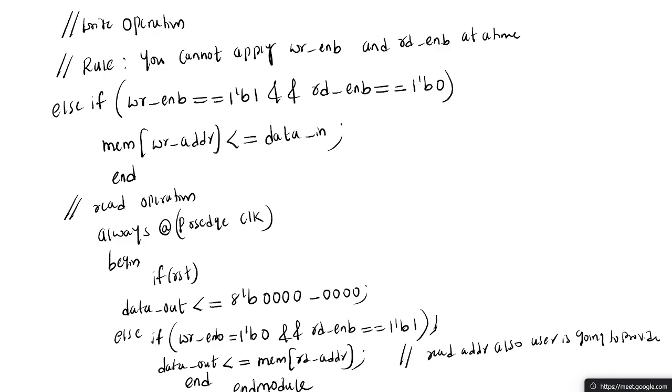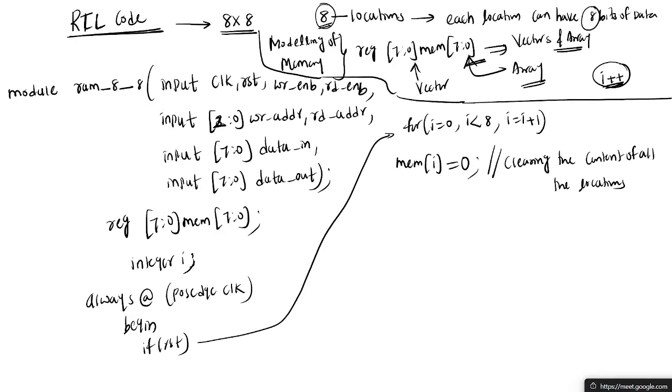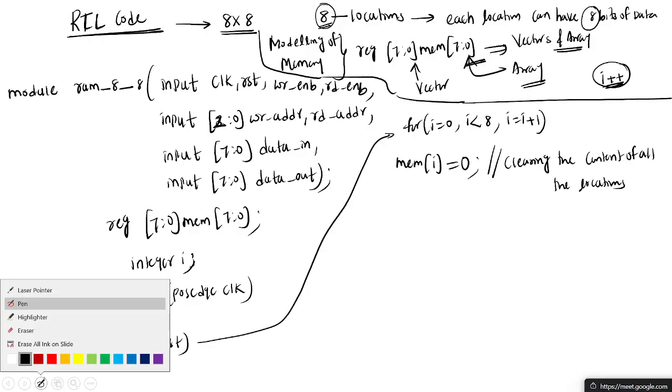Suppose in this RAM code, this is a fixed RAM. We already wrote the RAM code, this is an IP and it is already frozen, but the client or customer is asking, I don't want 8 cross 8 RAM, I want 128 cross 8 RAM. So what can I do for this? Any idea?